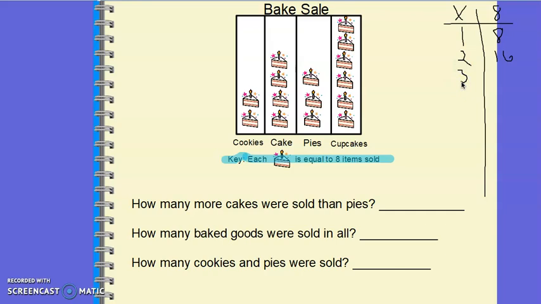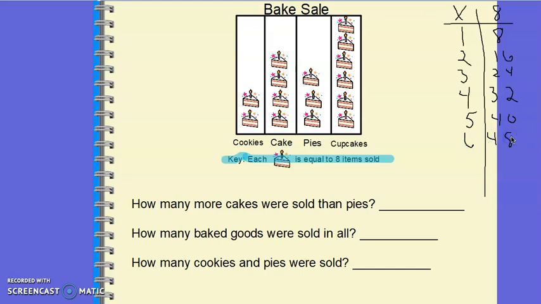3 groups of 8 is 24, and I know that because I'm counting by 8 every time. 16 plus 8 more is 24. 4 groups of 8 is 32. 5 groups of 8 is 40, and 6 groups of 8 is 48.